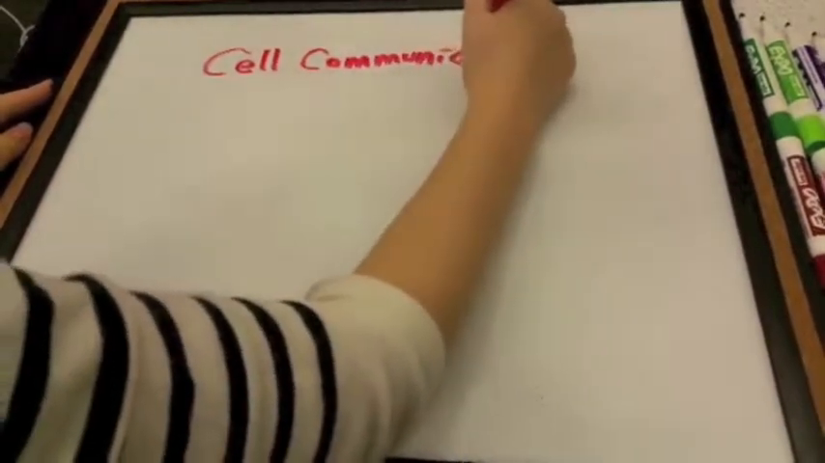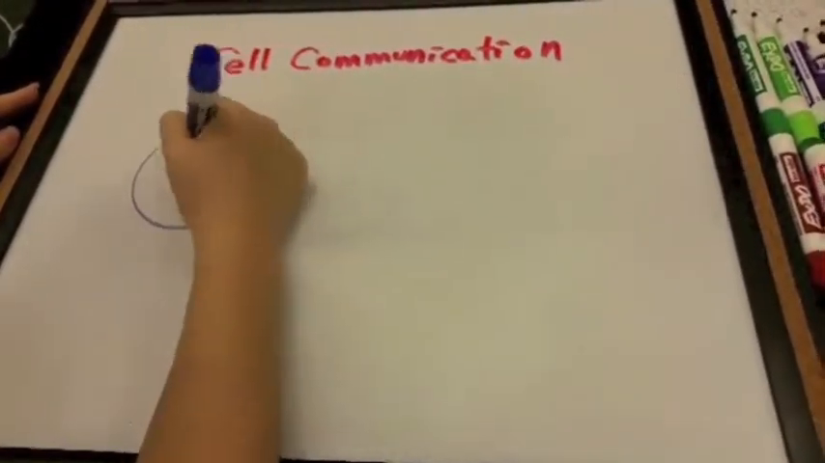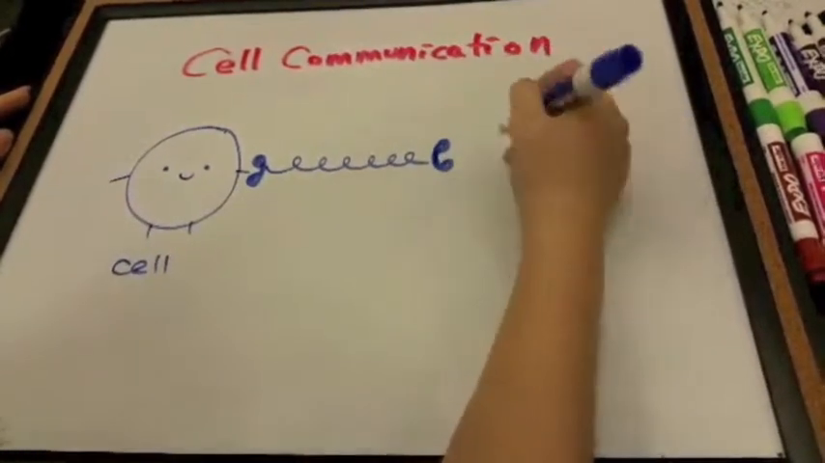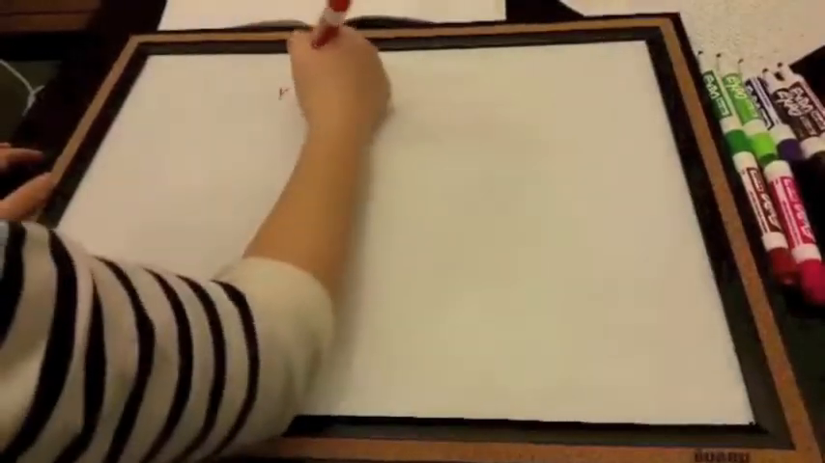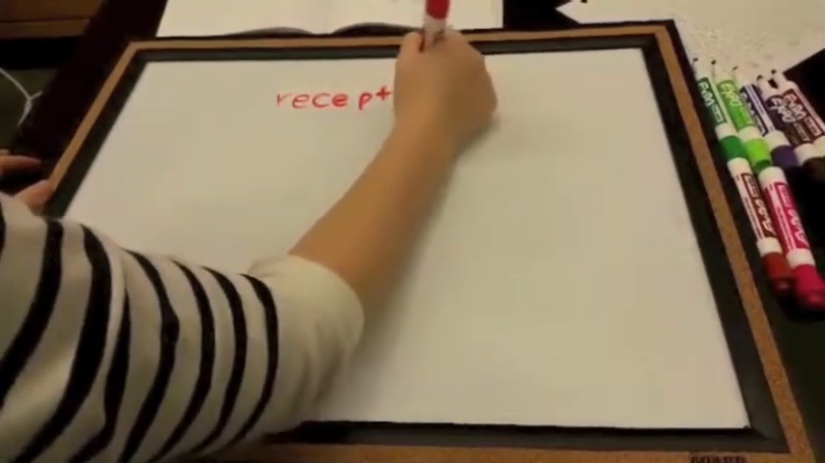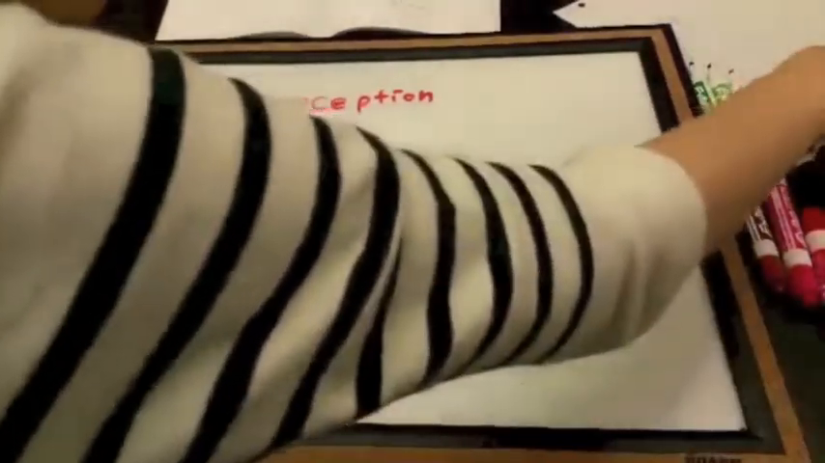Cell communication. Cells communicate from cell to cell through direct contact or secreting regulators. Cell communication is then broken down into three parts: reception, transduction, and response.